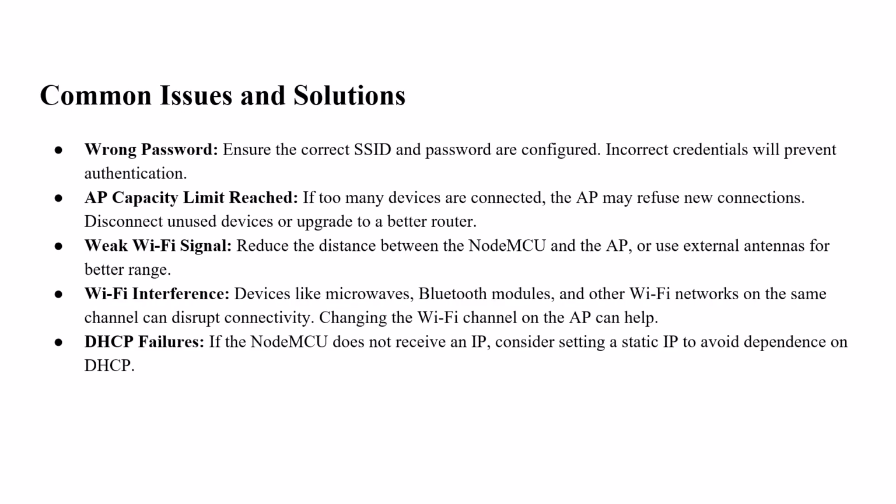Now, coming to common issues and solutions faced. Sometimes things don't go as planned. If the password is wrong, the NodeMCU just keeps trying and failing, like knocking on a door with the wrong key. If the router has too many devices, it may reject new ones, just like a bus refusing passengers when it's full. Weak signals from being too far away or interference from microwaves or Bluetooth devices can also cause issues. It's like trying to have a conversation on a noisy road. A DHCP failure may mean the device is waiting forever for a seat number. In that case, assigning a static IP is like reserving a seat in advance, no waiting. These common issues have simple fixes, and knowing them can save a lot of time and frustration during development.